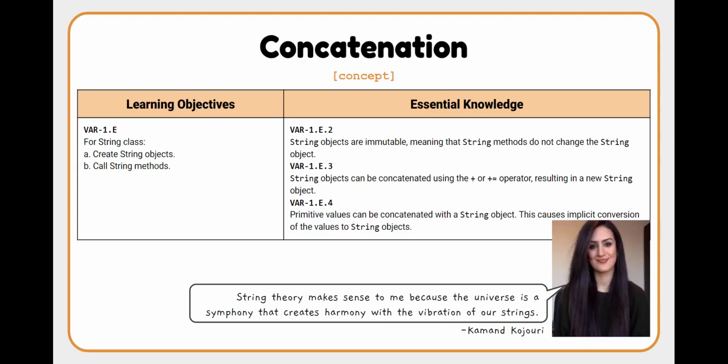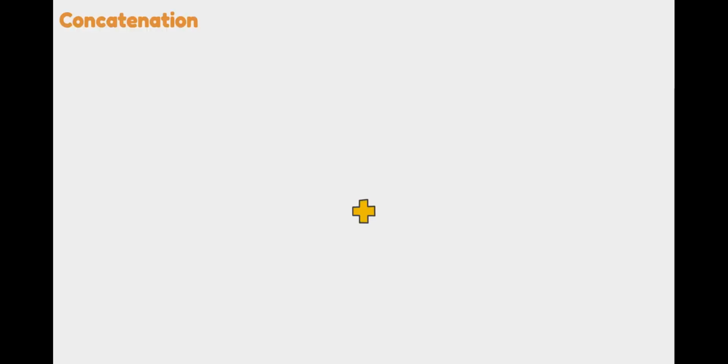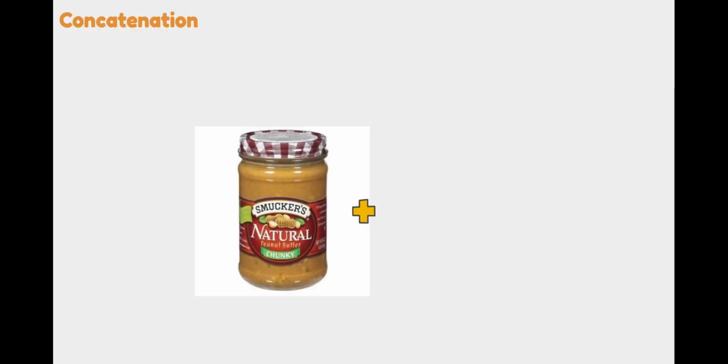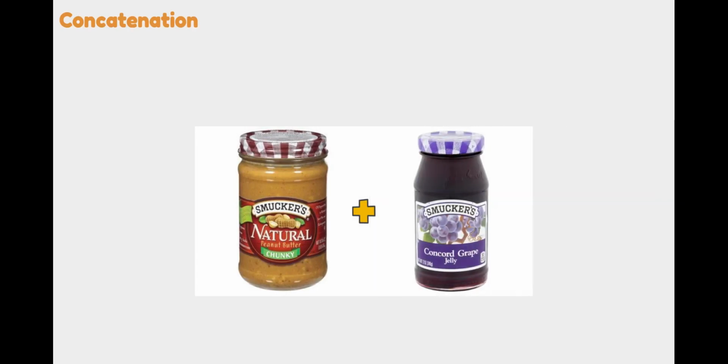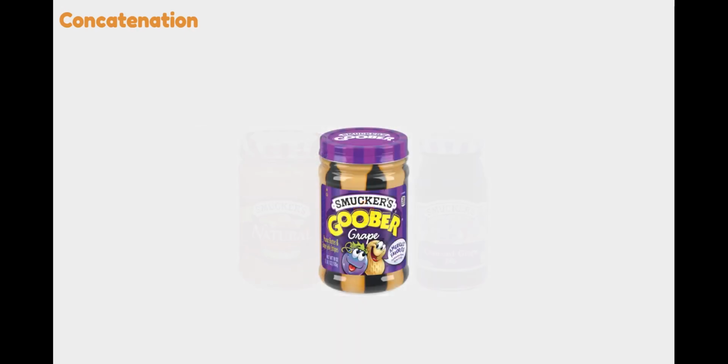Next, we're going to look at concatenation. Same learning objective for string class, create string objects, call string methods. So what happens if you're walking down the street with a jar of peanut butter and then you run into somebody who's walking down the street with a jar of jelly? When you have peanut butter plus jelly, you're going to get Smucker's Goober peanut butter jelly. Yes, that's a real thing. You have peanut butter and jelly both in the same jar.